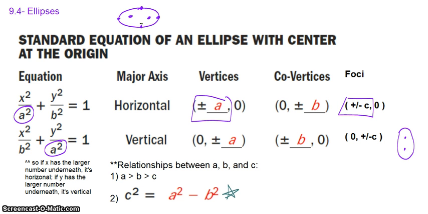A very key relationship between A, B, and C, other than the fact that A is bigger than B and bigger than C, is that C squared equals A squared minus B squared. If given two pieces of information, maybe you know how far away the focus is and how far away the co-vertices are, you can figure out where the vertices are, in any combination of those. So C squared equals A squared minus B squared is very important. We're going to see a similar relationship with hyperbolas, but there's going to be one distinct difference.